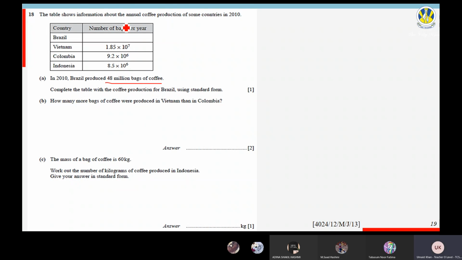Now we have to write this number in standard form in the first row. So how will I write it in standard form? See over here, I have a million. You need to be familiar with 10 raised to 6. How many zeros are there in million? 6 zeros are there. So I can write it as 48 into 10 raised to power 6. Now this is not in standard form. How do I convert into standard form? 4.8 into 10 raised to power 7. Yes, very good, excellent. So this is the answer that you will write in the first row: 4.8 into 10 raised to power 7.